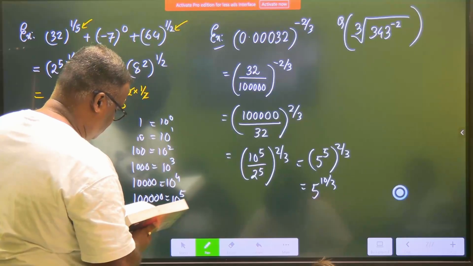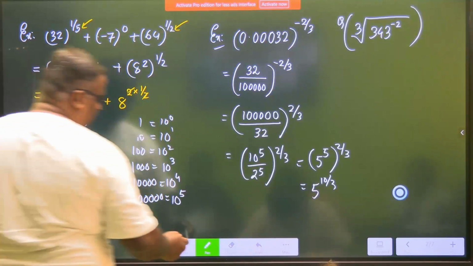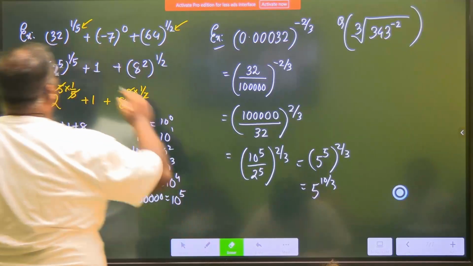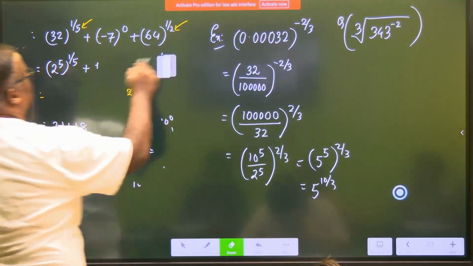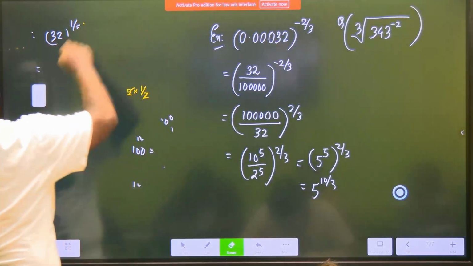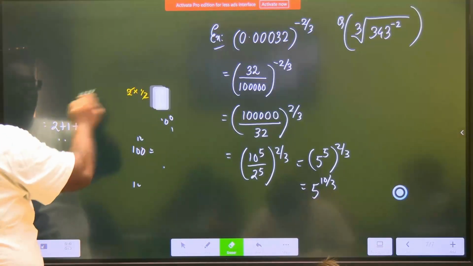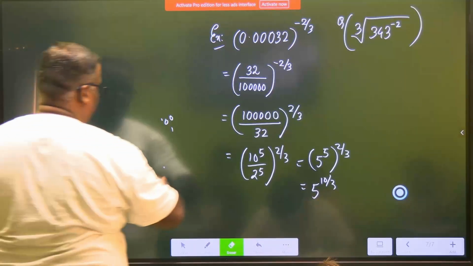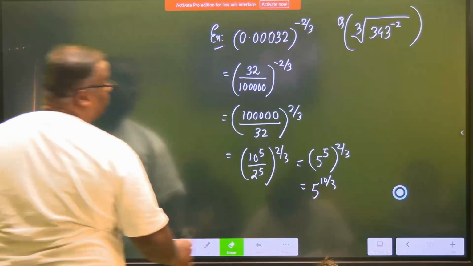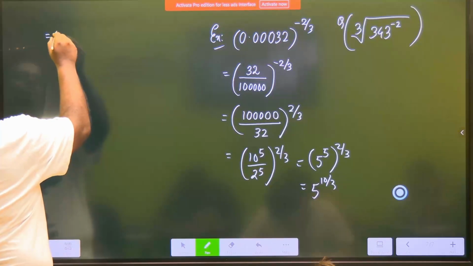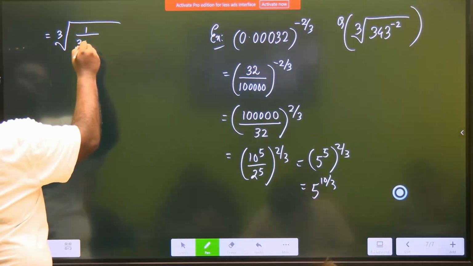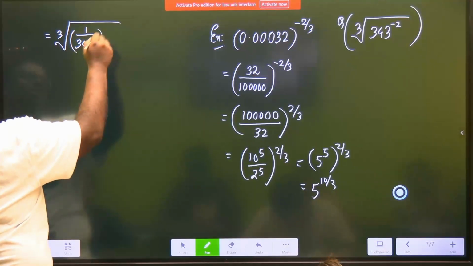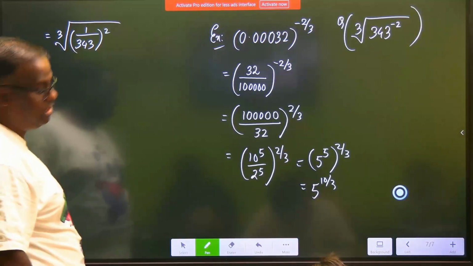How much have you got? 1 by 49 looks to be the correct answer. Anyone else? Online, you all can also speak. Remaining, you got 1 by 49. Very good. So let us try and do this. What is the answer? We have cube root. What is this? Is 1 by 343. We can write it as whole square. Means the same thing, right?